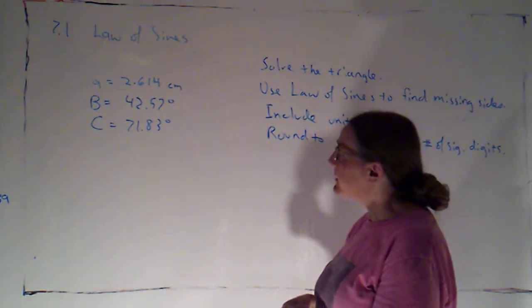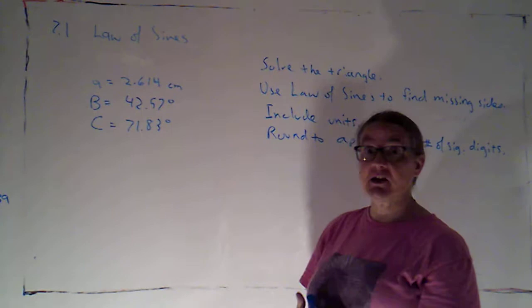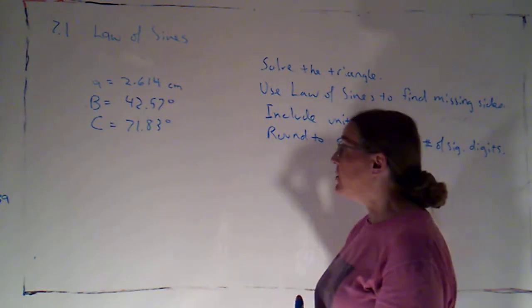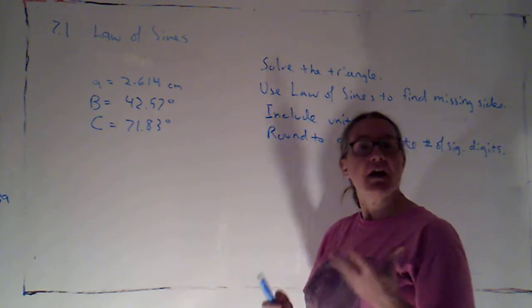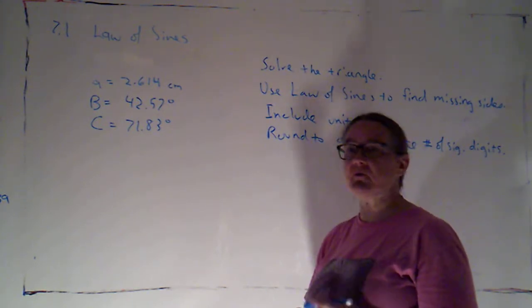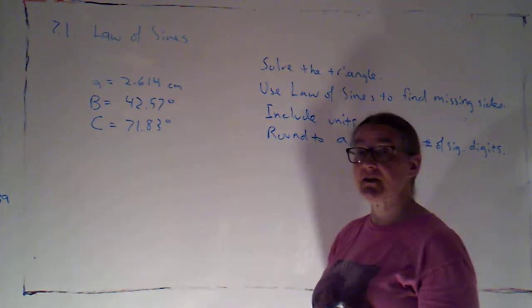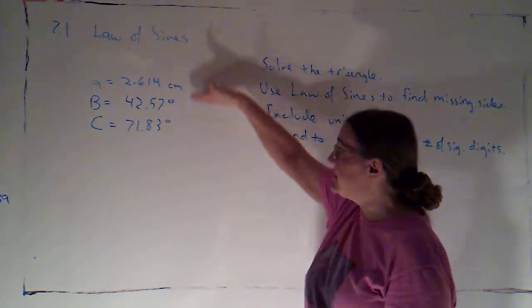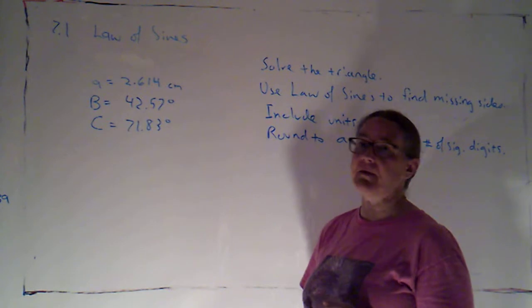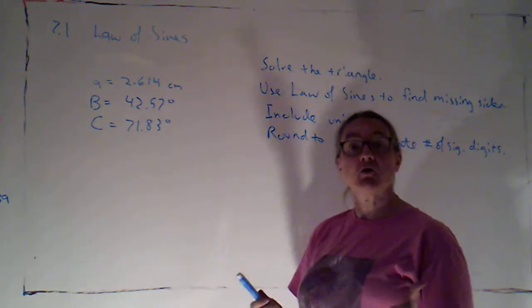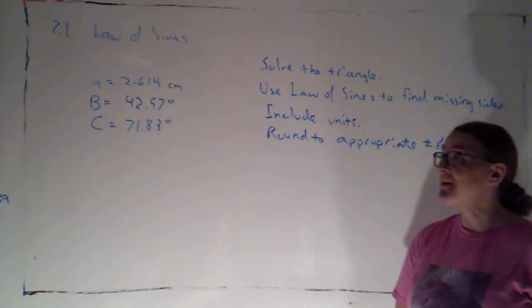Then write down the three things that you're going to need to solve for, which are going to be the one missing angle and the two missing sides. And then I would create a table like we did last time to record the number of significant digits that you have for each of these given values, so that then you know what you're rounding to for the remaining values. So go ahead and pause the video. Come back when you're ready to work through it together.